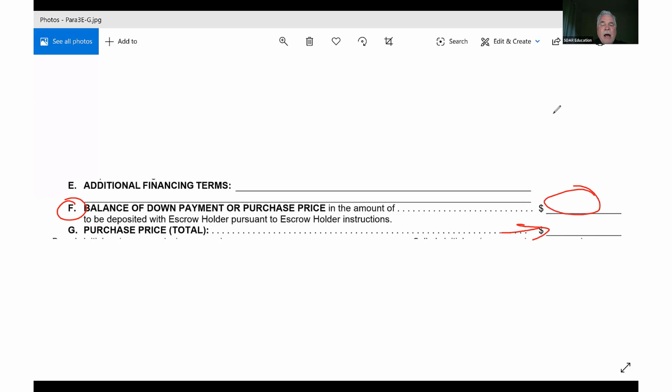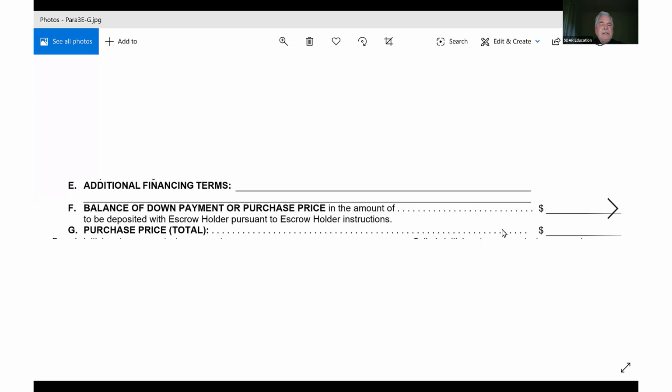Okay, so balance of the down payment or the purchase price if there was no down payment. Remember, deposit goes towards the transaction, the down payment goes towards the loan. In the amount of, to be deposited with the escrow holder pursuant to escrow holder's instructions. And then finally, my purchase price, everything needs to add up to this. It's up in paragraph number 1C. It's down here, and all the numbers in the column on the right-hand side have to add up to this number. Okay, everybody good with that? Seeing no questions, I'm going to move forward.